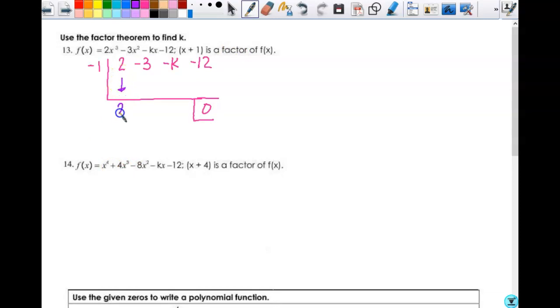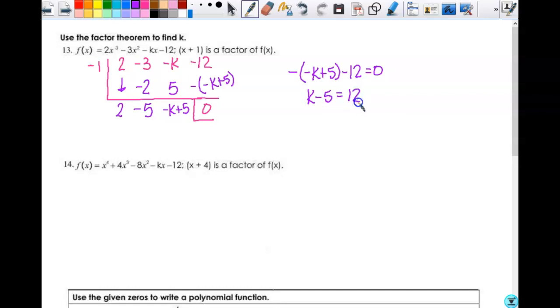So bring down my 2. This becomes negative 2, negative 5, positive 5, negative k plus 5, and negative 1 times that, negative k plus 5. So negative k plus 5 minus 12 equals 0. That means k minus 5 equals 12, and k equals 17.